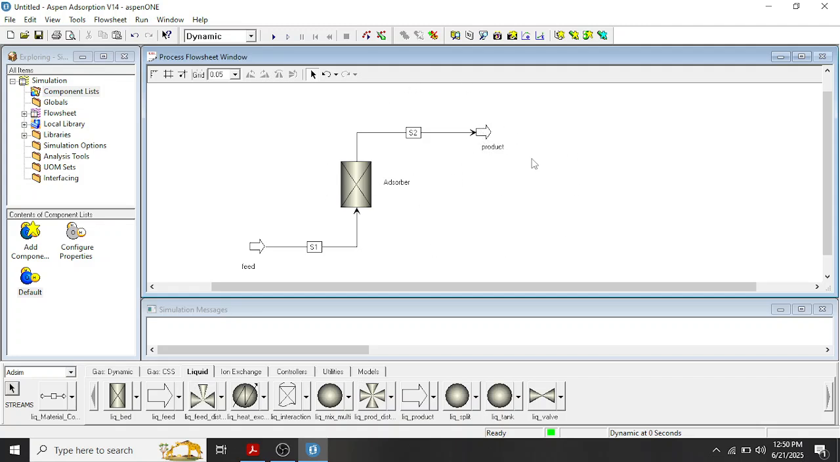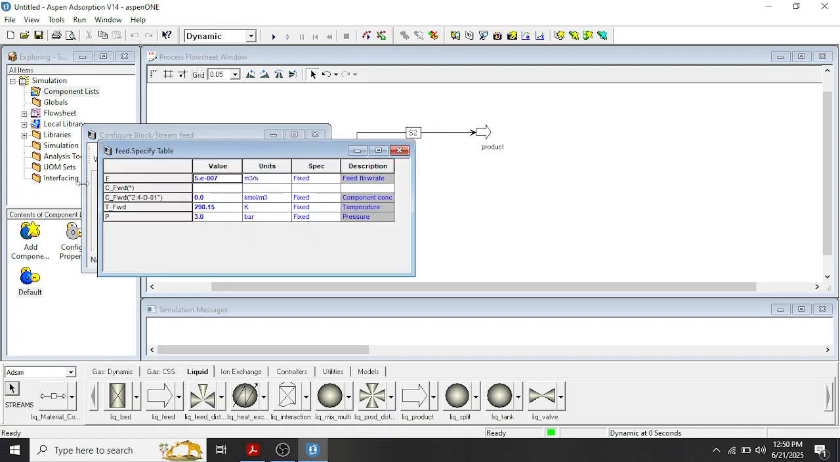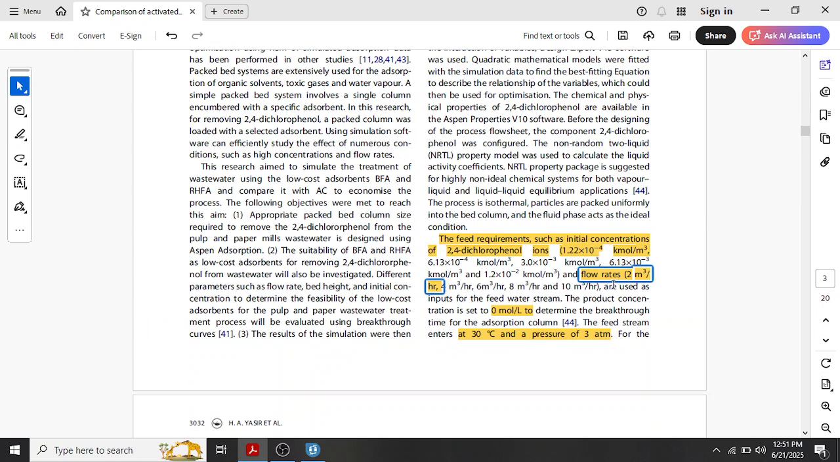Okay, this is the diagram. Now click on the feed. Specify the feed. Is it a reversible process? Okay. So the volumetric flow rate of the feed, here you can see the feed is specified. The volumetric flow rate of the feed is 2 cubic meter per hour.